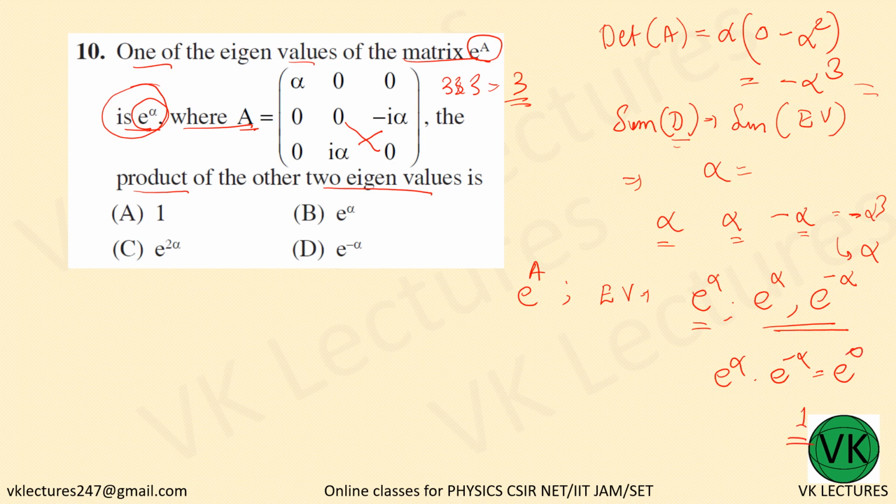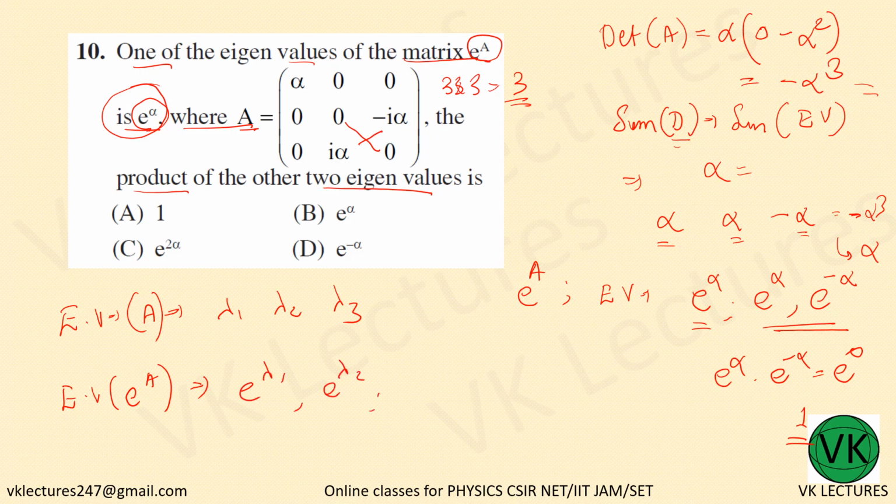Now if the eigenvalues of a matrix A are given as lambda 1, lambda 2 and lambda 3, then the eigenvalues of e to the power A are nothing but e to the power lambda 1, e to the power lambda 2 and e to the power lambda 3.